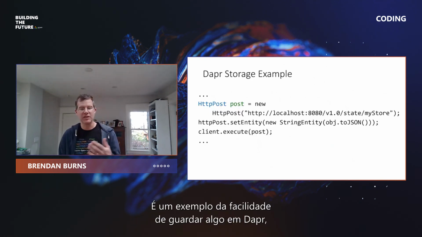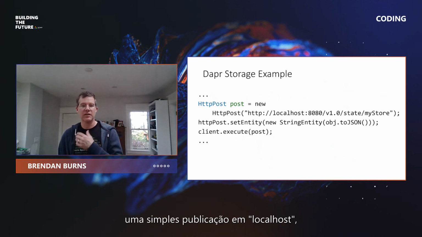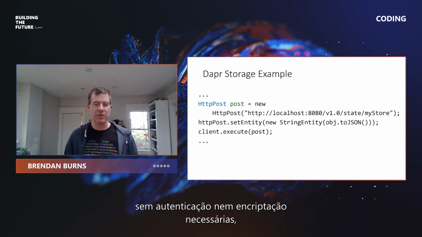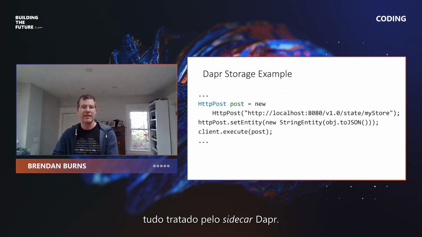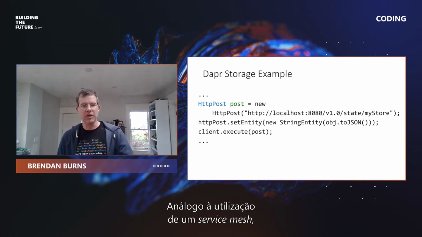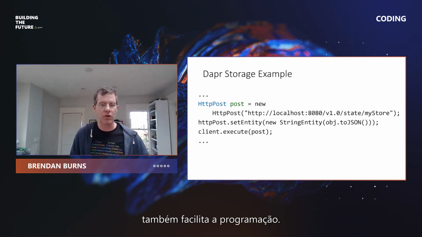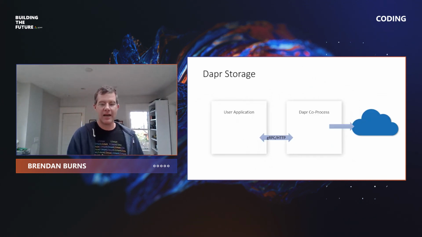This gives you an example of just how easy Dapr makes it to store something. It's just a simple post to localhost. No authentication necessary, no encryption necessary. All of that is handled by that Dapr sidecar. Kind of familiar if you're used to a service mesh, but you can think of it as accomplishing much of what the service mesh is doing, but actually also trying to make your programming easier also.